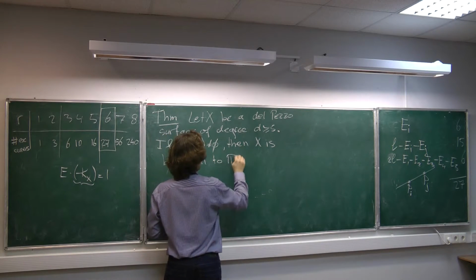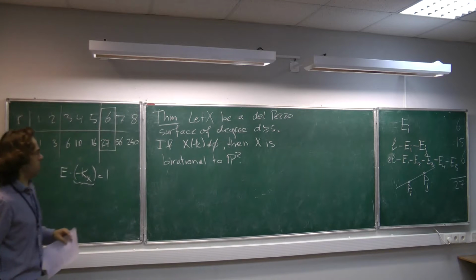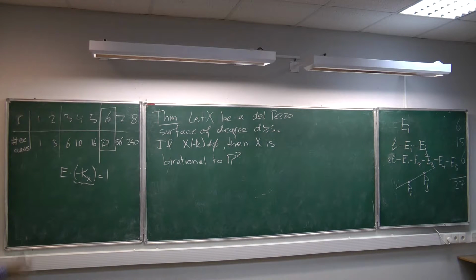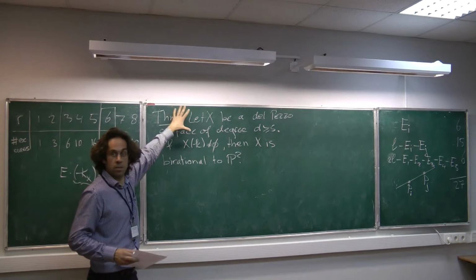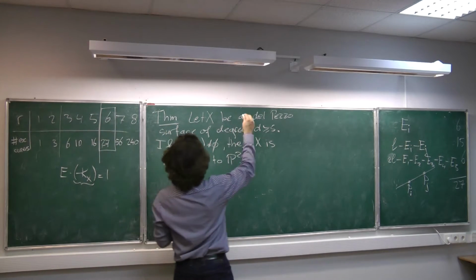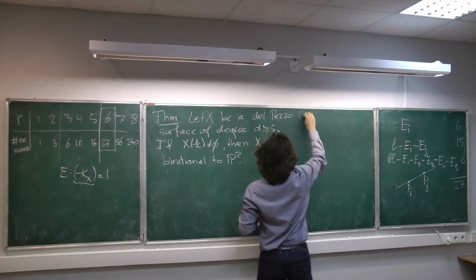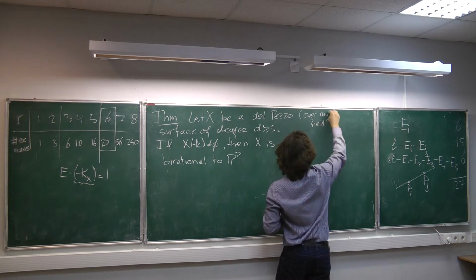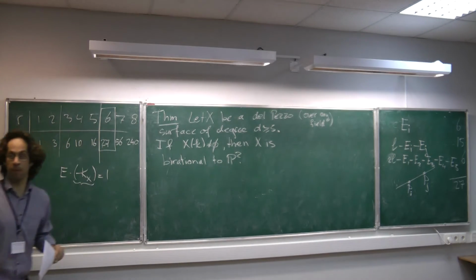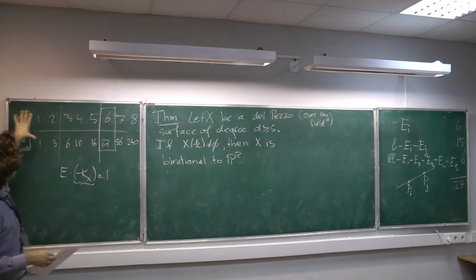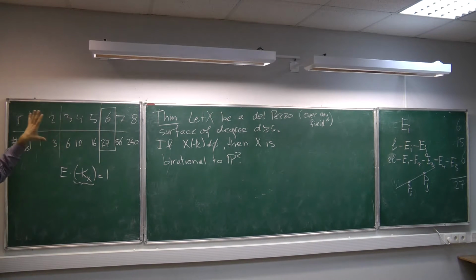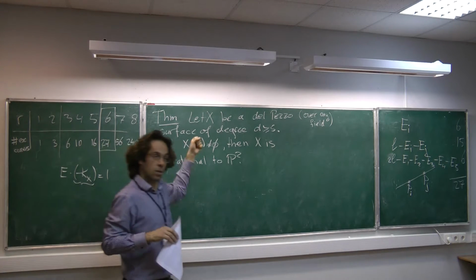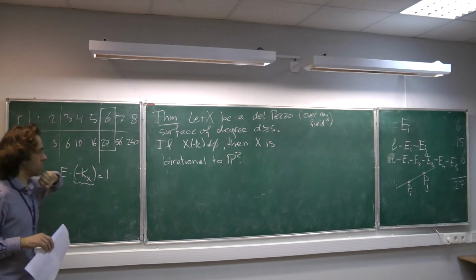to P2. And you're thinking, well, I thought we were always the blow up of P2 in a bunch of points. That was over a separably closed field. So this is over any field. So here, the Del Pezzo surface over any field. And that is exactly what makes this theorem an interesting theorem. So apparently, if the degree is high enough, if you've blown up not so many points, then the surface is still simple enough, easy enough, to even over the ground field be birational with P2.